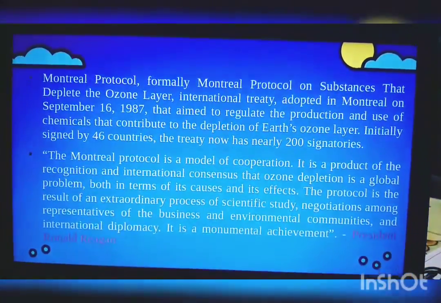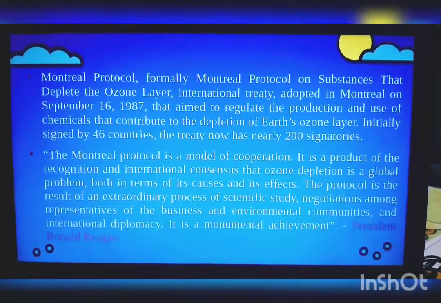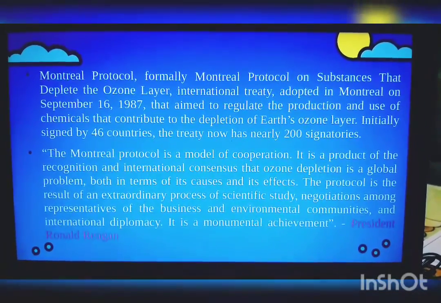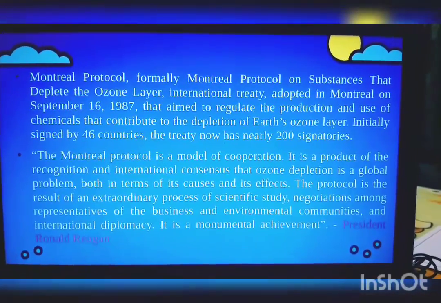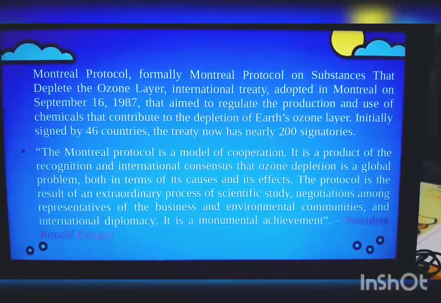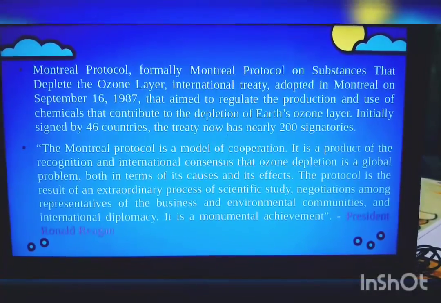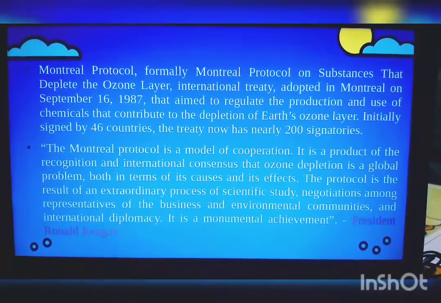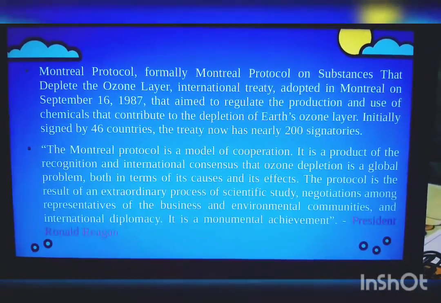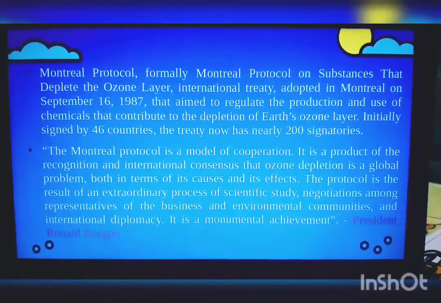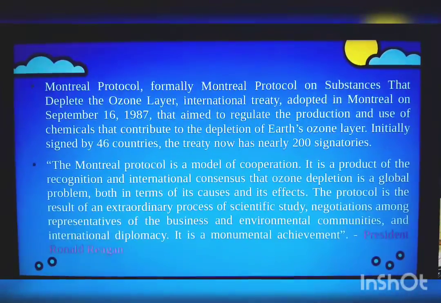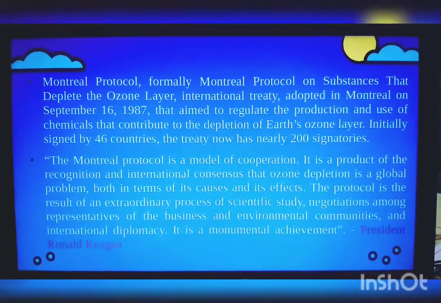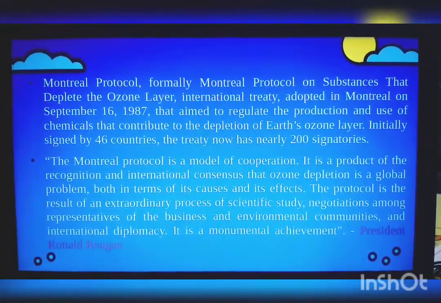The Montreal Protocol, formally the Montreal Protocol on Substances that Deplete the Ozone Layer, is an international treaty adopted in Montreal on September 16, 1987, that aimed to regulate the production and use of chemicals that contribute to the depletion of Earth's ozone layer. Initially signed by 46 countries, the treaty now has nearly 200 signatories. So, in the words of President Ronald Reagan, the Montreal Protocol is a model of cooperation.